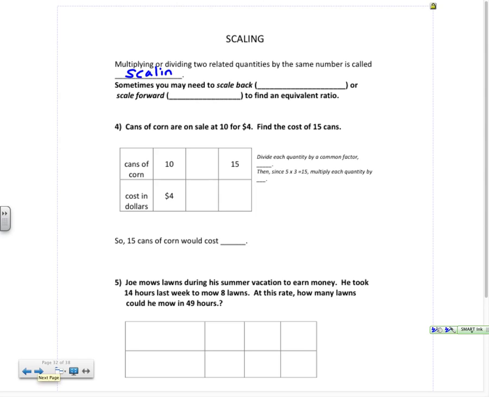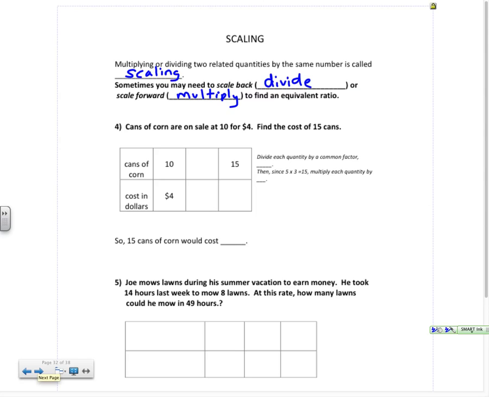Sometimes you may need to scale back. That means you're going to divide. Or sometimes you may need to scale forward. That means you will multiply to find an equivalent ratio. So let's take a look at number 4.